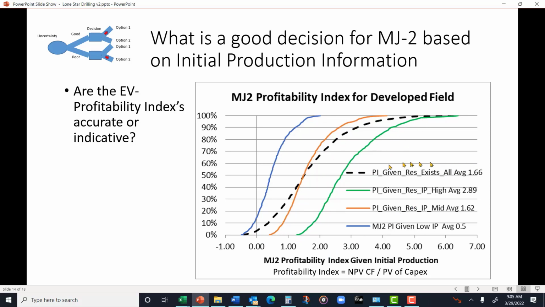And if I combine all these together, I get this overall S-curve, which is the same S-curve I would get for the PI without information. But are these profitability indexes accurate or just indicative? Well, the problem with these PIs is there's also an uncertainty in the capital cost. And that's impacting the denominator of this ratio. And therefore, these are only indicative.